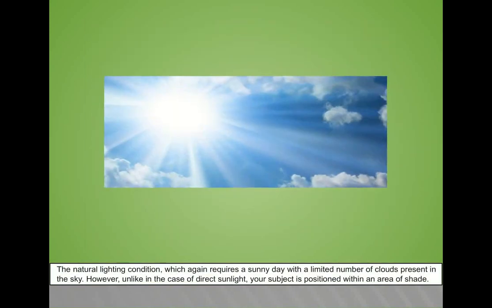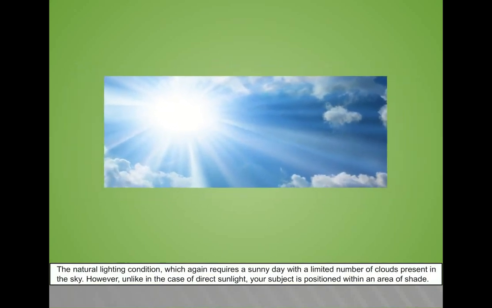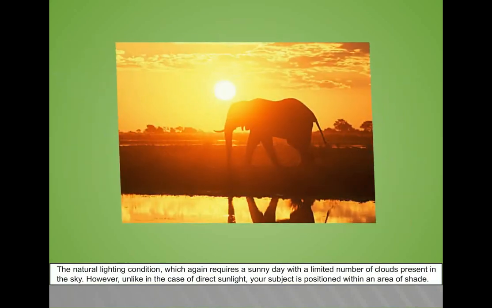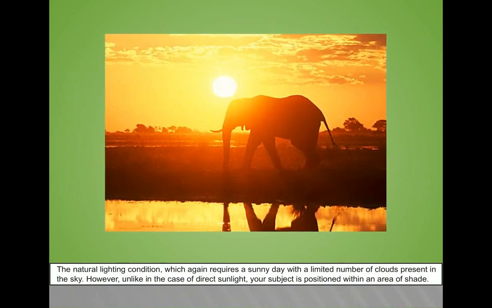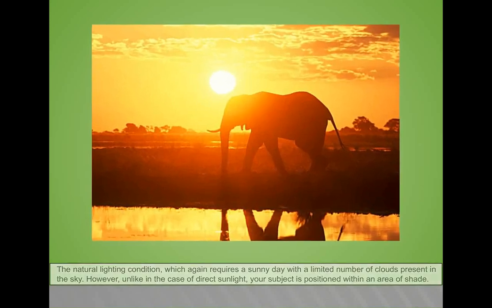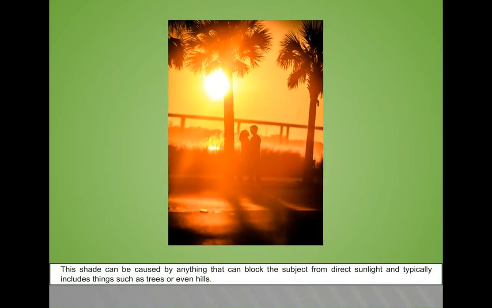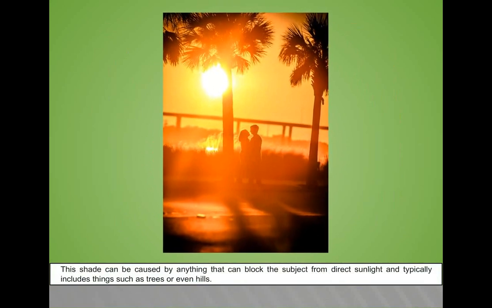The natural lighting condition again requires a sunny day with a limited number of clouds present in the sky. However, unlike in the case of direct sunlight, your subject is positioned within an area of shade. This shade can be caused by anything that can block the subject from direct sunlight and typically includes things such as trees or even hills.